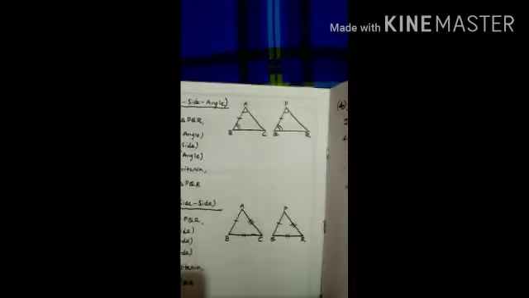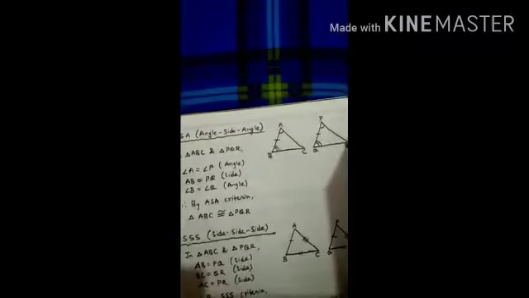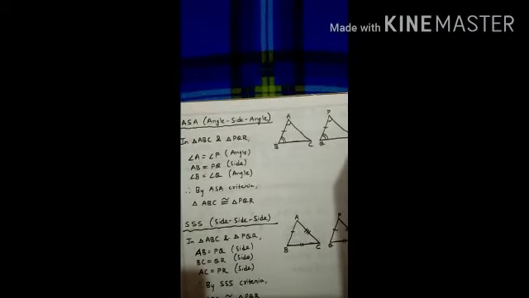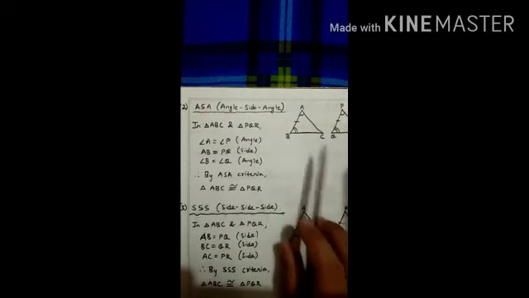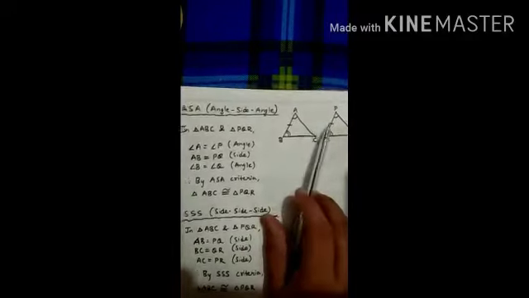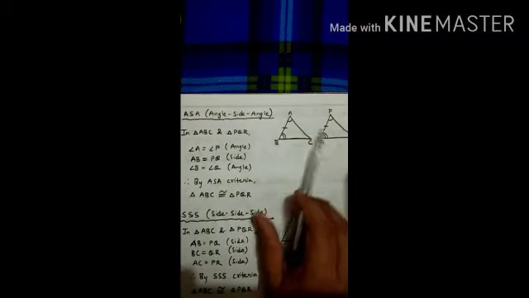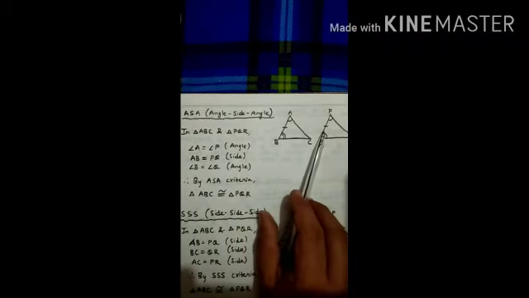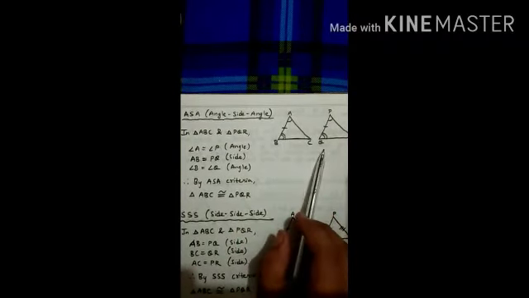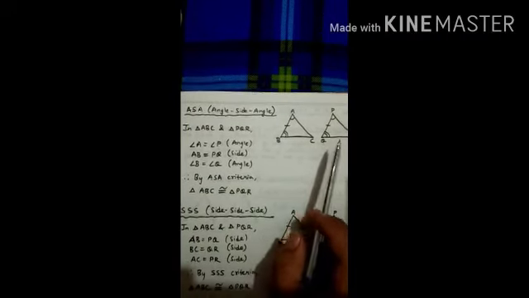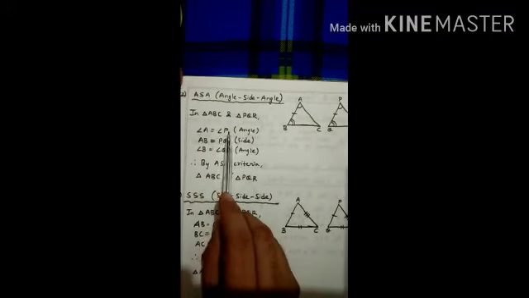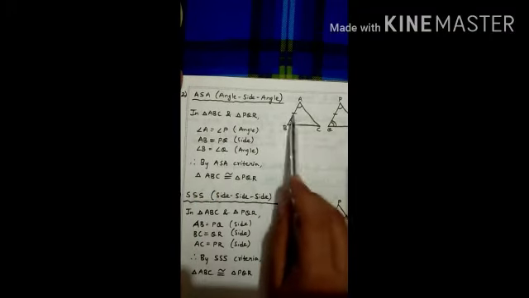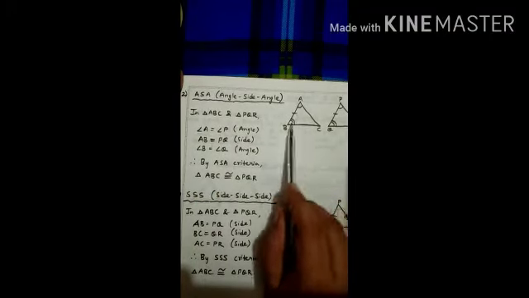Another criteria is the angle side angle criteria. See the figure. Angle A is given equal to angle P, side AB is given equal to side PQ, and angle B is equal to angle Q. So in these two triangles you can see that angle A equals angle P and the equal side lies between the given two equal angles.